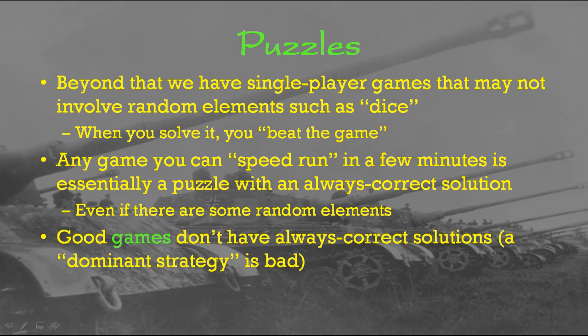Any game that you can speed run in a few minutes is essentially a puzzle with always correct solutions, even if there are some random elements. If there weren't always correct solutions, how could you run through in 5 or 10 minutes a game that originally takes 5 hours or 10 hours? Good games, in the old-fashioned sense of game, don't have always correct solutions. A dominant strategy is bad, not good, in a game.